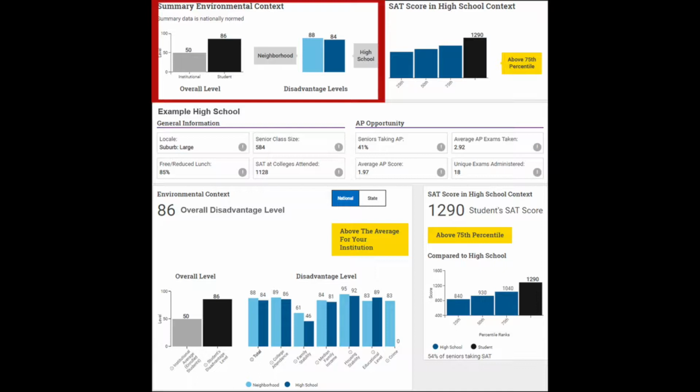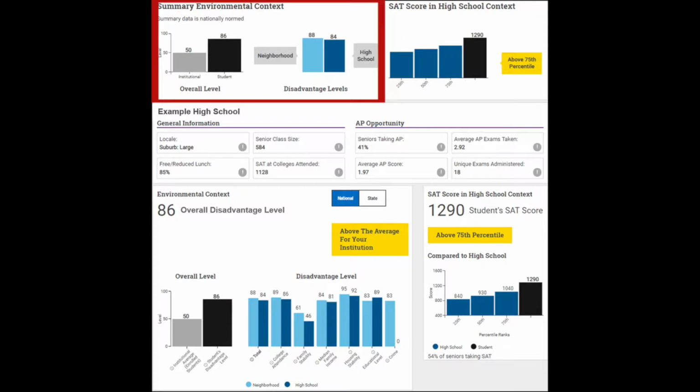And you see it says neighborhood there and then high school. So the overall disadvantage in the neighborhood is 88, and that's the neighborhood where the school is located. So if you're in the south side of Chicago, that's going to be the disadvantage level in that zip code. And then you see to the right of that, in darker blue, the high school disadvantage level. So that takes all the students together and says, what is their cumulative advantage?